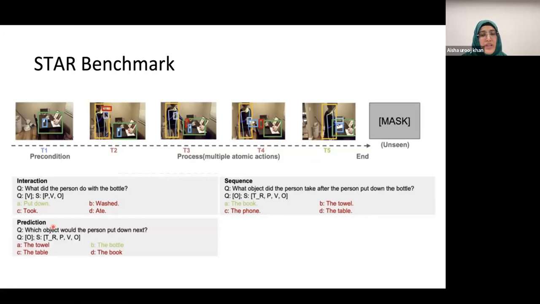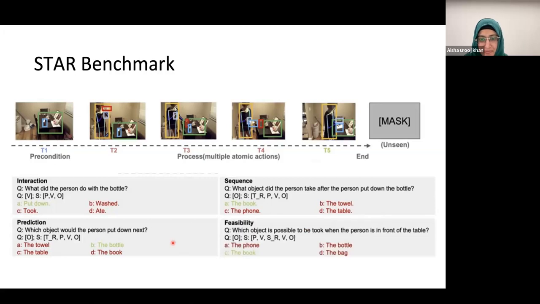The next thing, the third type, is prediction. So this is the future prediction task. A question could be about, you are shown some part of the video which we saw here, and then the question could be about the future, something which will happen in the future. So this is a complex question.